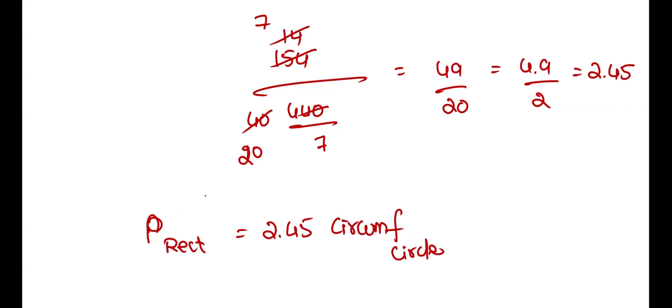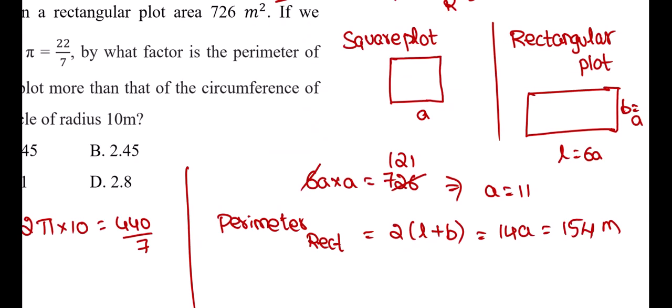Is it? Rectangle is 154, perimeter of rectangle. Circumference of circle is 440 divided by 7. When I divide, I got 2.45. Now, can anyone say what's the answer here? Read the question carefully. By what factor? 2.45 available in the options. Yes, D and C eliminated. But the problem is, is it A or B, which is the correct answer?